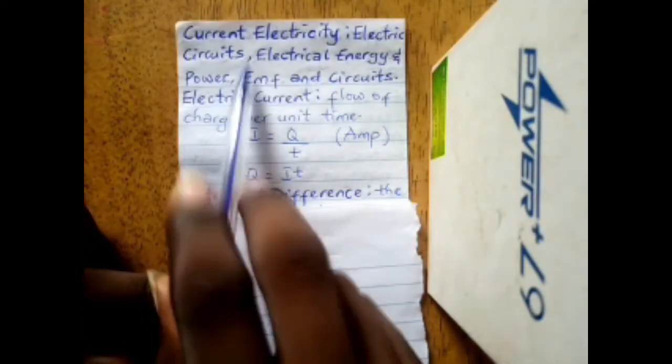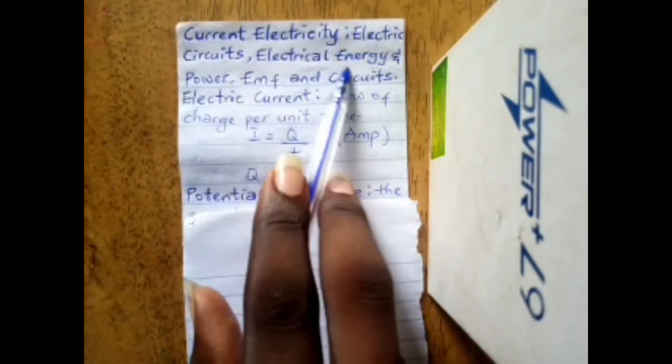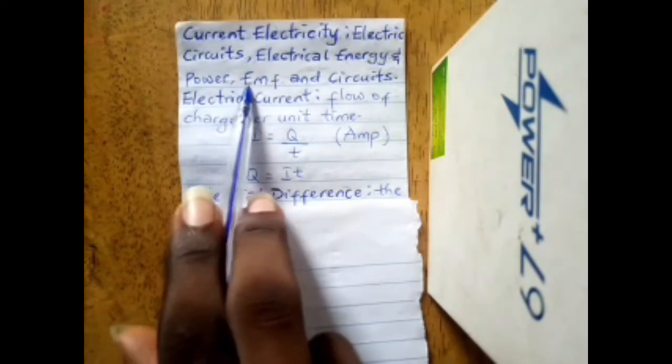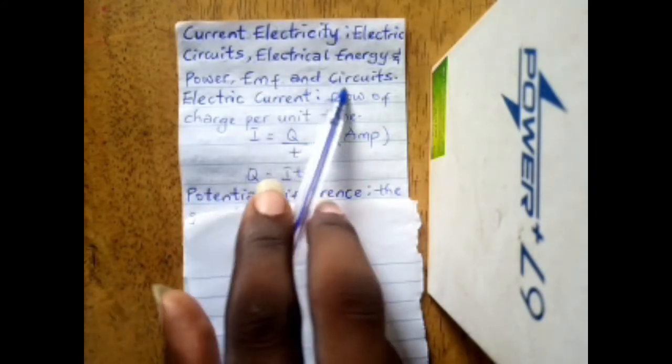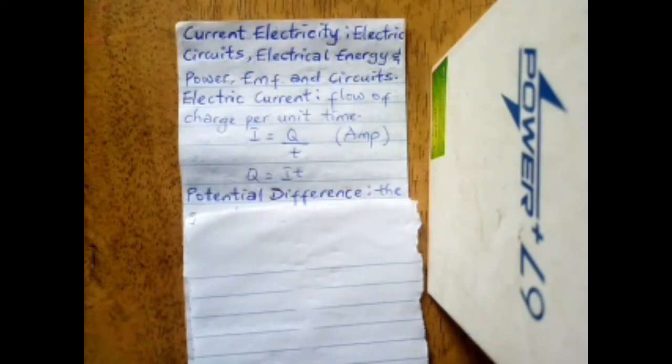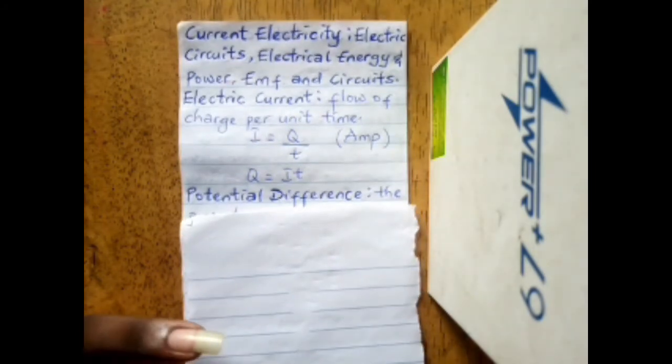Today we'll be looking at current electricity, electric circuits, electrical energy and power, and EMF, which means electromotive force. We'll be looking at a very important aspect of physics, which is electricity, the electrical energies and the various forms of electricity which we can encounter, and it is a very practical aspect of the subject.